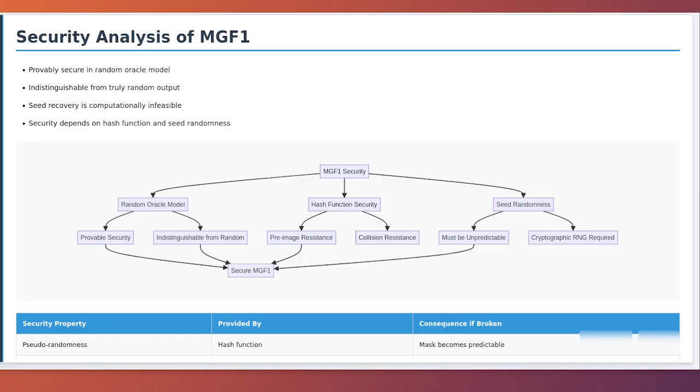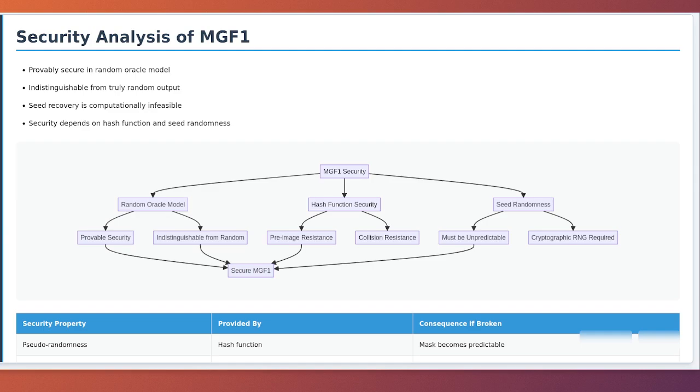However, it is crucial to understand that MGF1's security depends entirely on two things: the security of the underlying hash function and the randomness of the seed. If the hash function is broken, for example if collision attacks become practical, then MGF1's security guarantees may be compromised. This is why using deprecated hash functions like SHA1 with MGF1 is dangerous. Similarly, if the seed is not truly random or is predictable in any way, then the MGF1 output becomes predictable as well. The security of the entire system is only as strong as its weakest component.